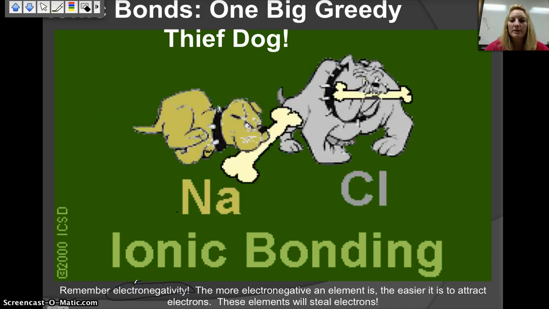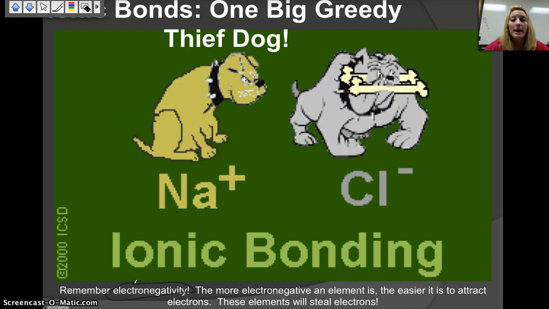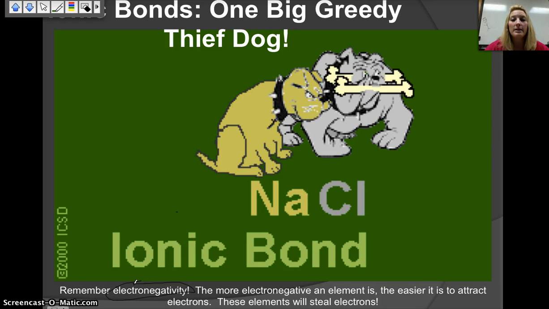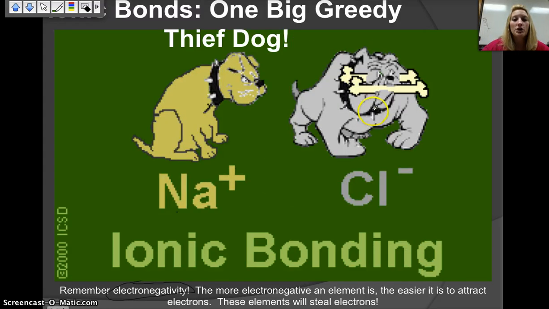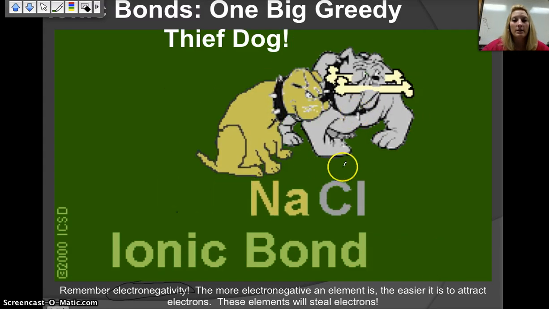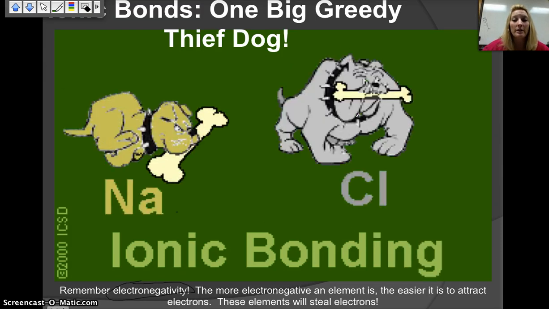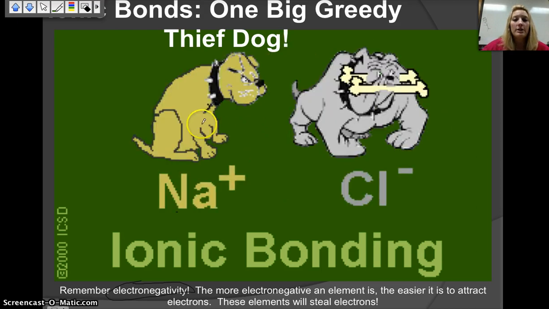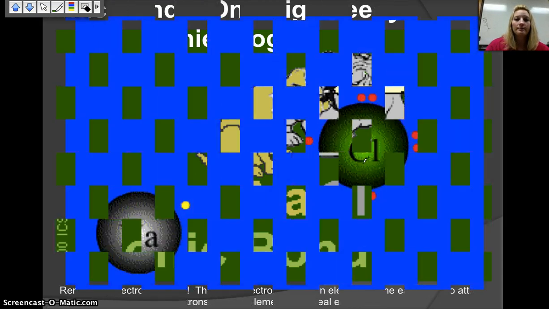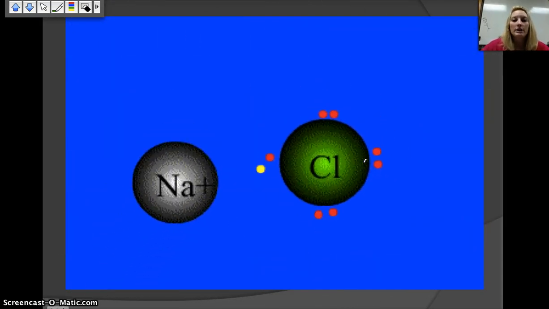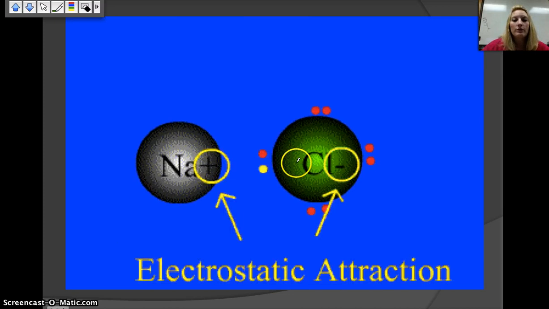If you remember what that term is, the ability to attract electrons. The element that more easily attracts electrons is going to steal those electrons from the other, become charged, and then they're attracted. Okay, so this big greedy dog thief is like the electronegative elements, the ones that want the electrons. This other one doesn't want the electrons as much, but it'll be attracted to that negative charge. Okay, so the electron is stolen by the more electronegative one. They become charged and attracted.